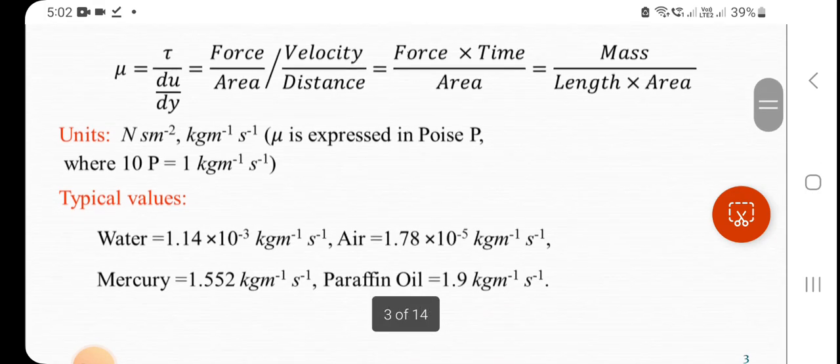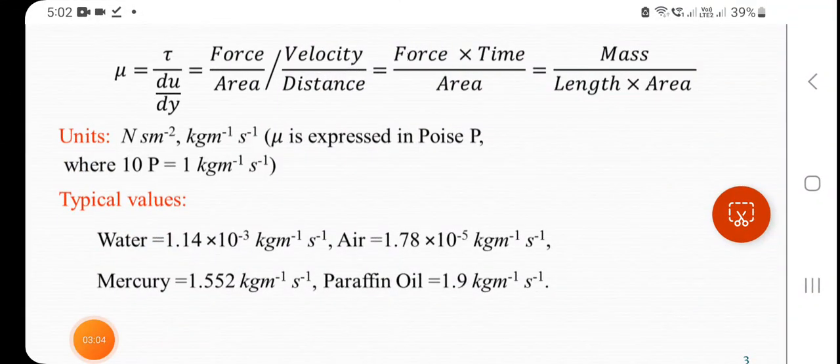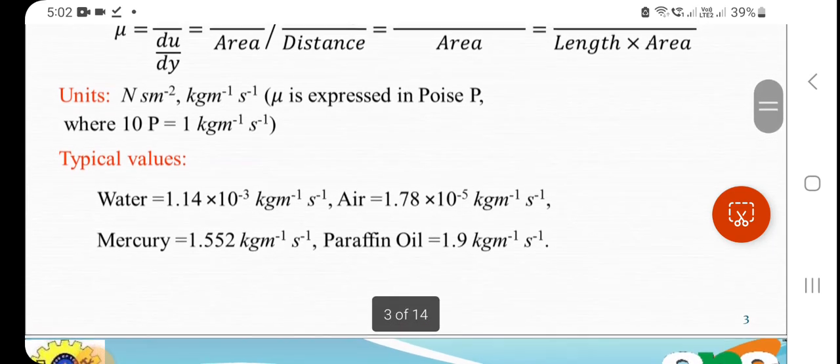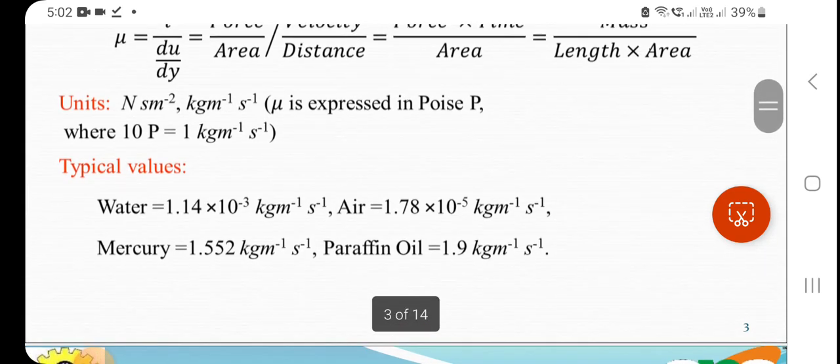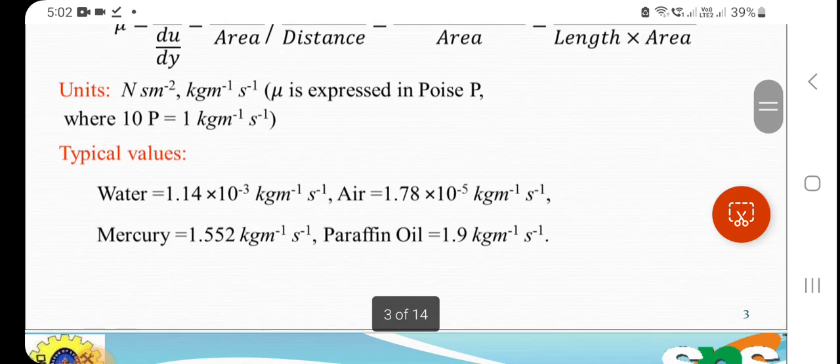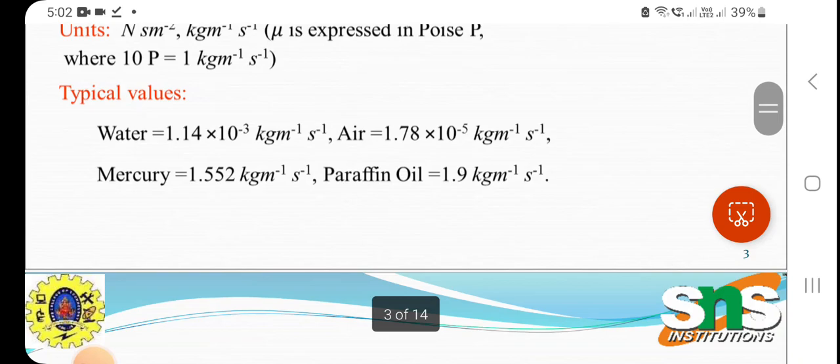Unit of viscosity is Newton second per meter square, where 10 poise is equal to 1 kg per meter per second. Typical value of dynamic viscosity of water is 1.14 into 10 power minus 3 kg per meter per second. For mercury, it is 1.552 kg per meter per second.